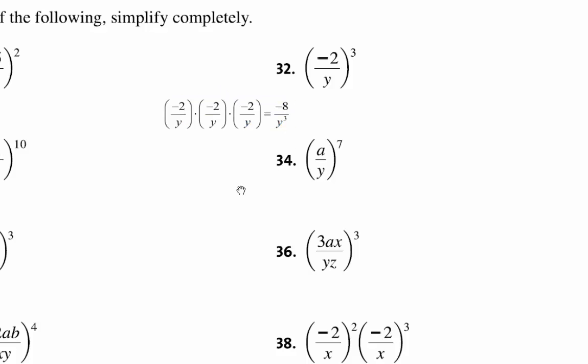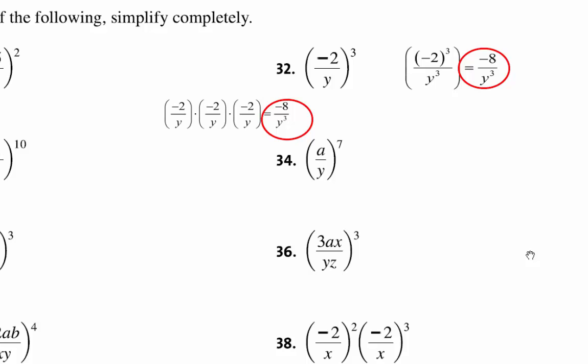Okay. There's another way to handle this problem. The second way would be to, again, take each of the factors, the numerator and the denominator. Take the numerator and raise it to the power, so that's negative 2 to the third, which is negative 8, and take the denominator and raise it to the power, so you get y cubed.